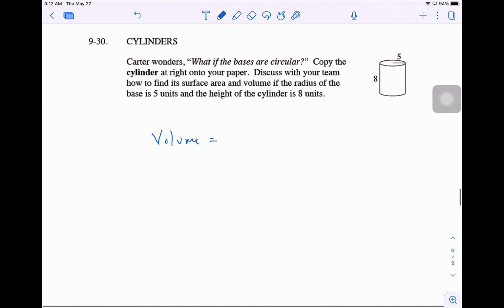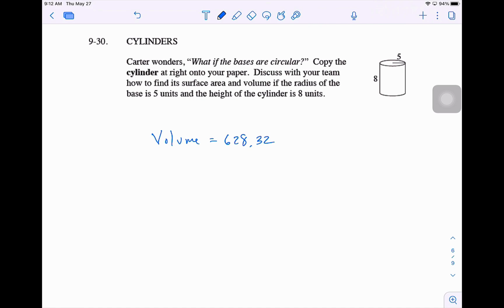The last concept here is the volume. Let's see what you came up with, and then we'll quickly discuss the surface area. All right, Cody, volume of a cylinder. What'd you do? Your volume was 628.3? You should get 628.32. How'd you get it? What was your process to finding the volume of a cylinder?